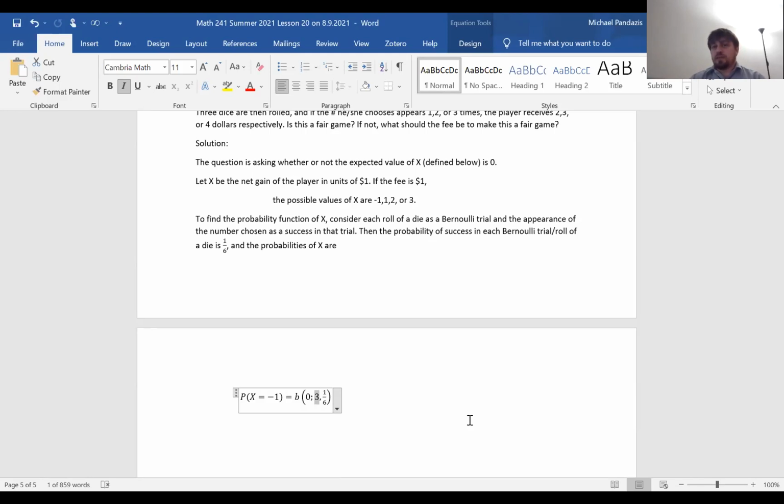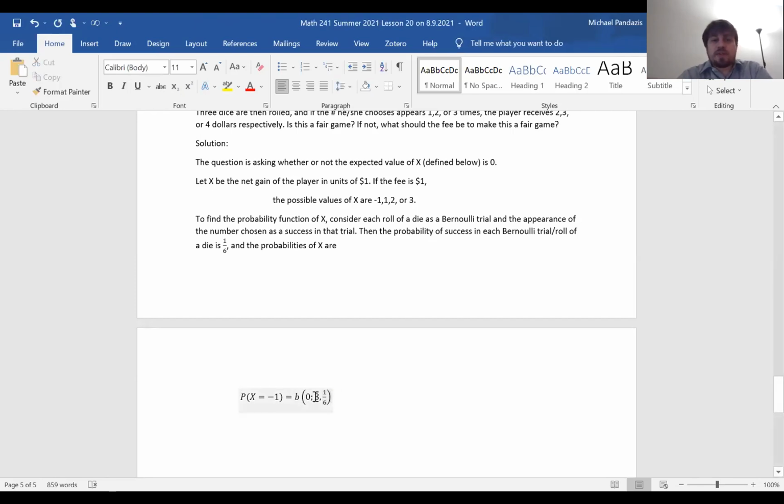The number appearing in a roll of a die is a success in a Bernoulli trial. So you have 3 Bernoulli trials. The number appears 0 times, so you have 0 successes. Success in each Bernoulli trial has probability 1/6. There's a 1/6 chance the number you chose appears when you roll the die. There's 6 possibilities, each with equally likely outcomes, 1, 2, 3, 4, 5, or 6. You've chosen one of those numbers, there's a 1/6 chance that you succeed in getting that number when you roll the die each time. Okay, so that's b(0; 3, 1/6): 3 Bernoulli trials, 0 successes, 1/6 probability of success in each Bernoulli trial.